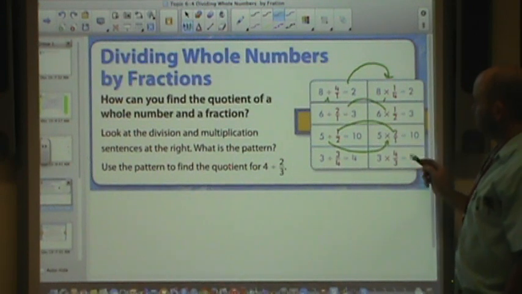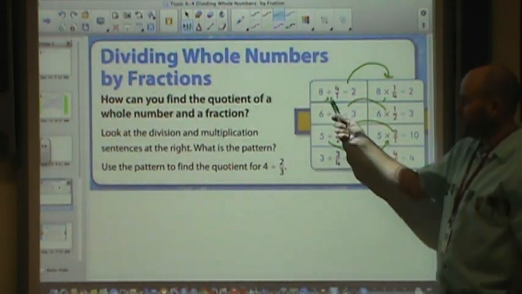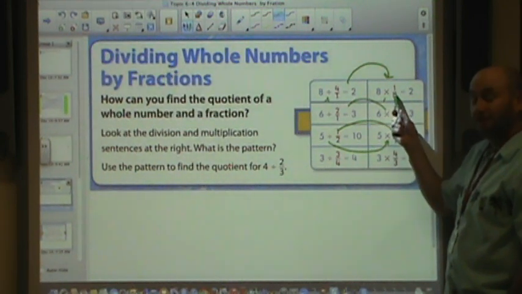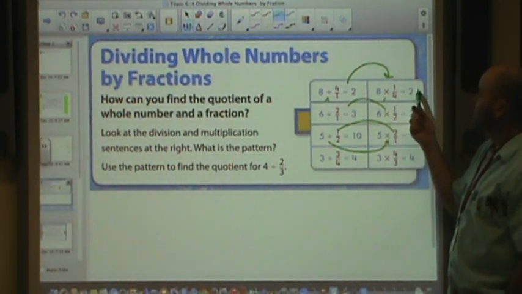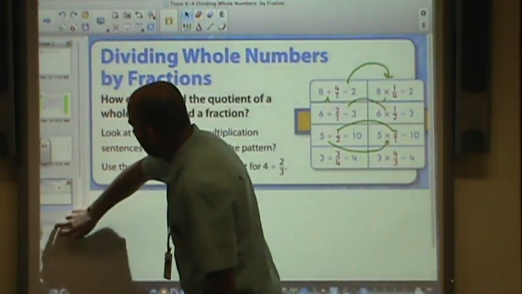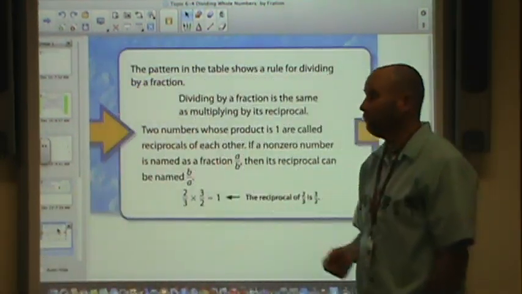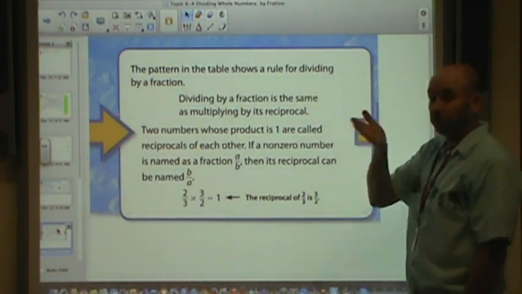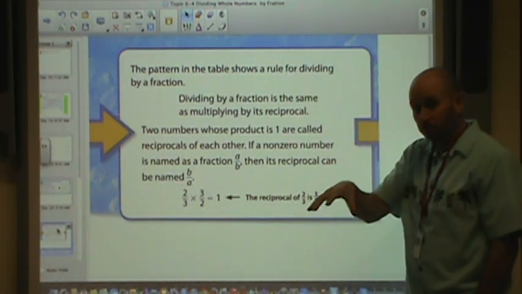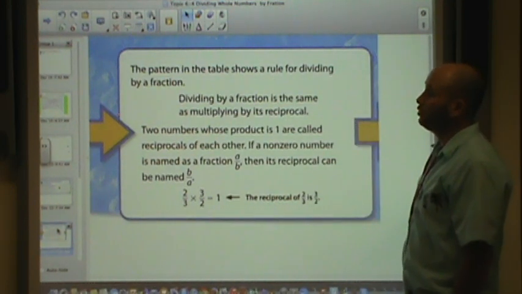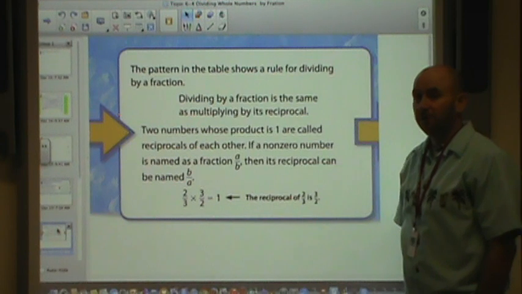So that is going to give us the answer for division. If we switch the operations and create a reciprocal, we'll get the answer. Now, the book then goes on to give you some more information. The pattern in the table shows a rule. If you're looking at the table in your book, the pattern in the table shows a rule for dividing by a fraction.